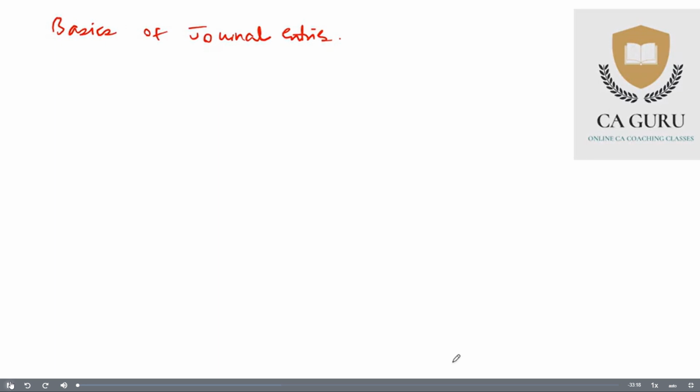Today we shall be beginning with the basics of journal entries. There are two aspects. It is a dual aspect concept. One is the debit and one is the credit.